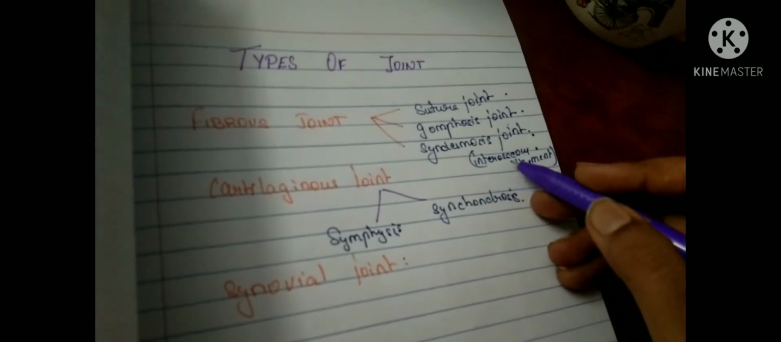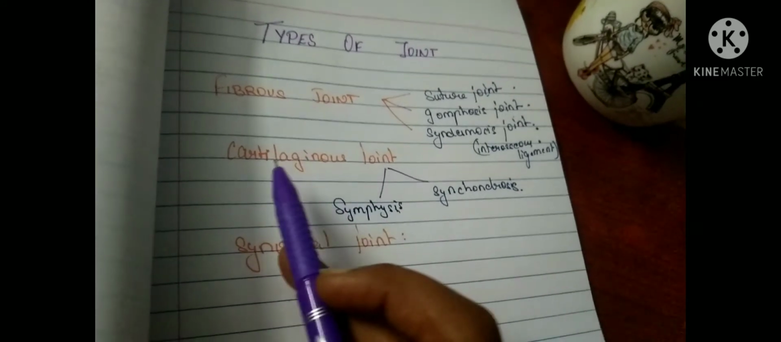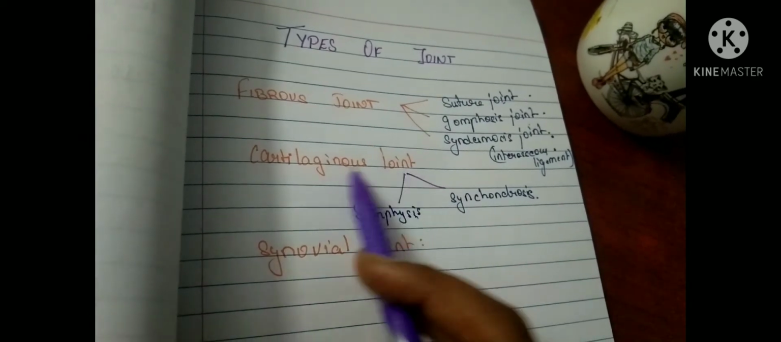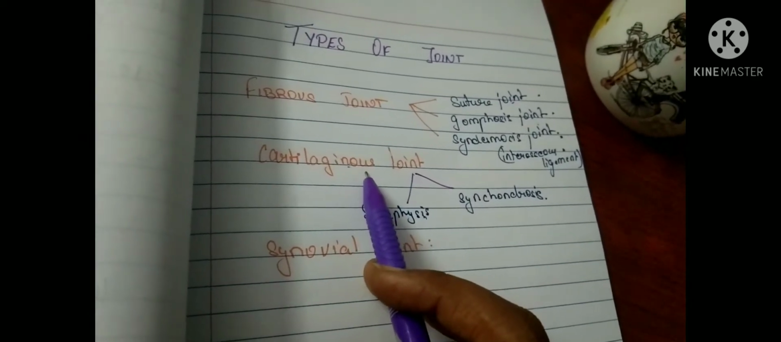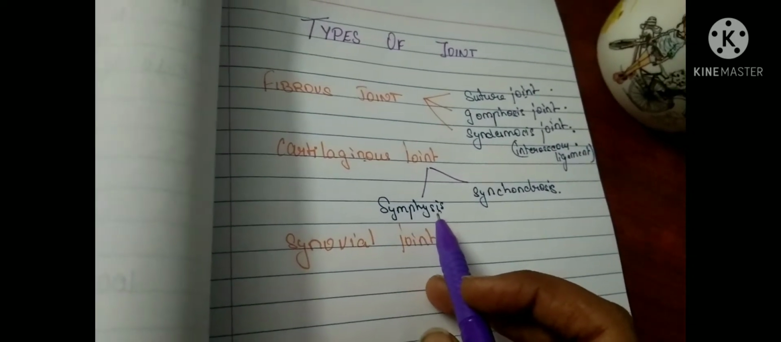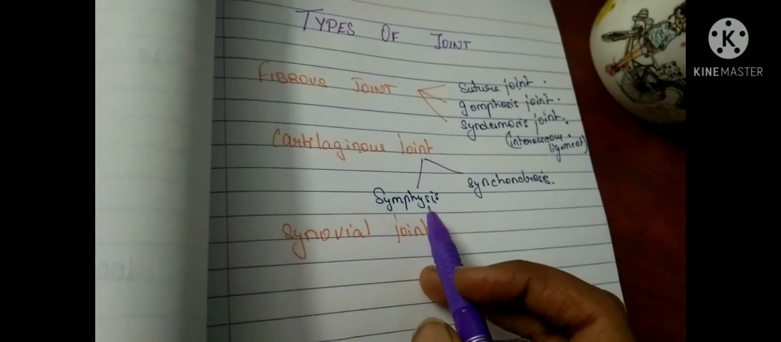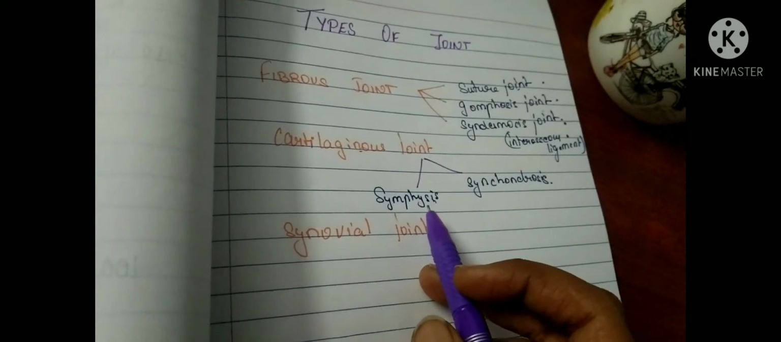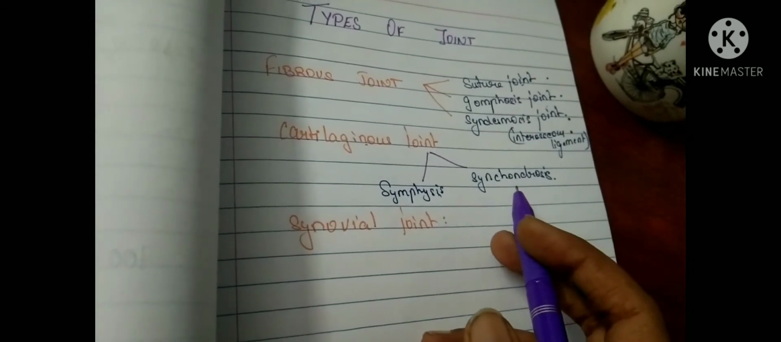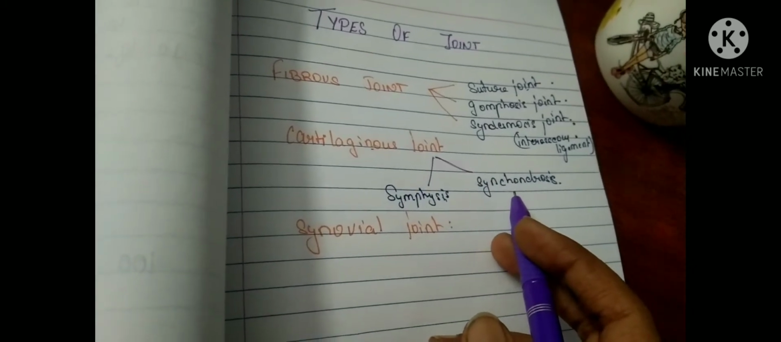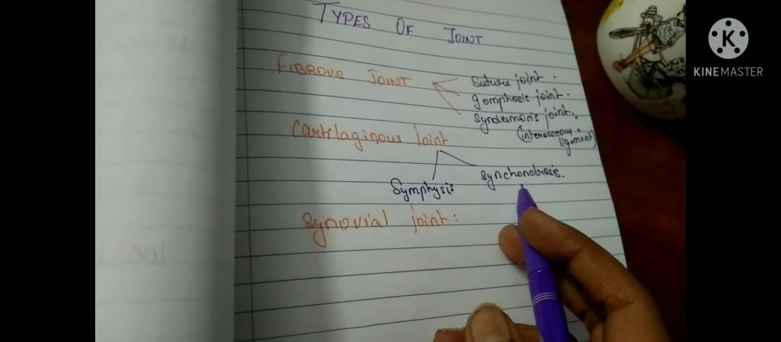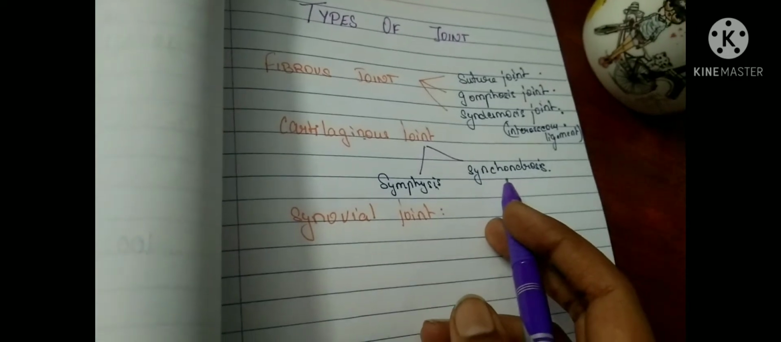Okay. So in cartilaginous joint, the two bones are connected either by a fibrocartilage or a hyaline cartilage. In symphysis, the bones are covered by hyaline cartilage and they are joined by fibrocartilage. In synchondrosis, it is only connected by the hyaline cartilage. So the difference is that in symphysis the bones are covered by hyaline and joined by fibrocartilage, whereas in synchondrosis it is only the hyaline cartilage.